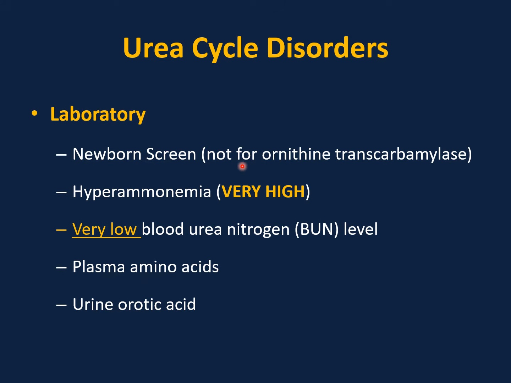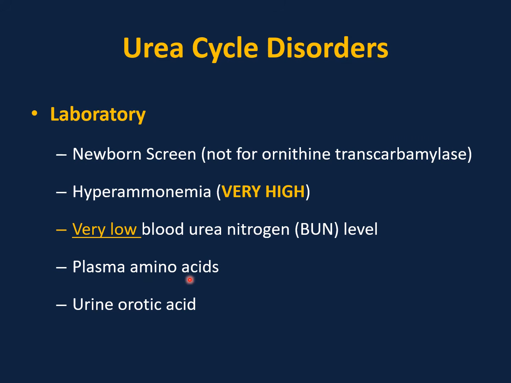Newborn screen does not detect OTC. When you send urine organic acid, you need to specify that you desire to test for urine orotic acid in order to detect this disorder, OTC, or ornithine transcarbamylase deficiency. Hyperammonemia is classic without acidosis. If there is an acidosis, it will be because of shock or dehydration, but not directly like in cases of organic acidemia. So hyperammonemia without acidosis, with very low blood urea nitrogen, is unique.